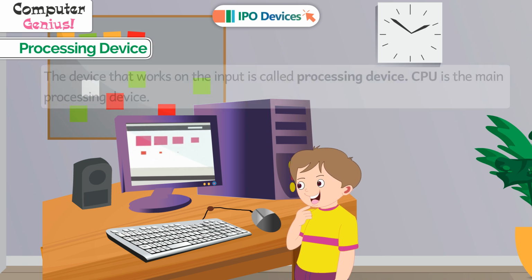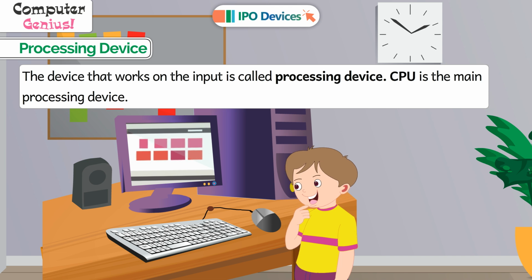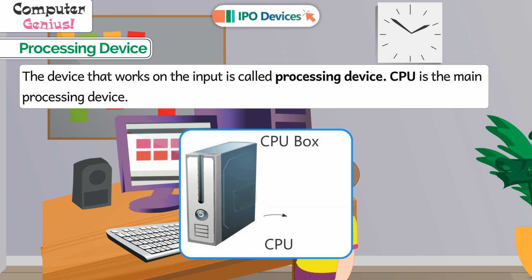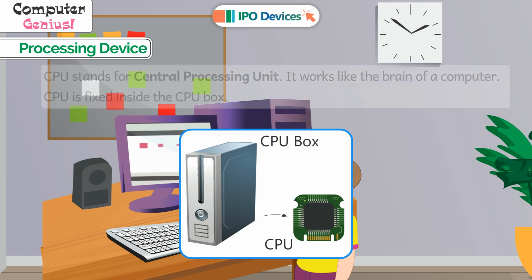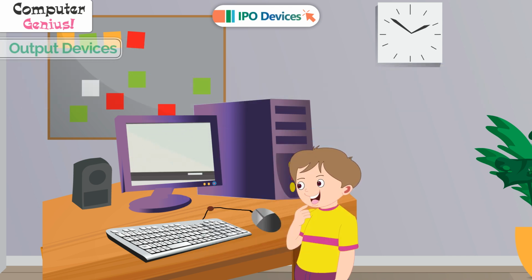Processing device. The device that works on the input is called processing device. CPU is the main processing device. CPU stands for Central Processing Unit. It works like the brain of a computer. CPU is fixed inside the CPU box.